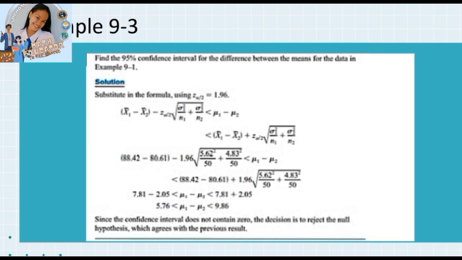Since the confidence interval does not contain 0, the decision is to reject the null hypothesis, which agrees with the previous result. And that ends section 1. I hope that you learned something from this section.